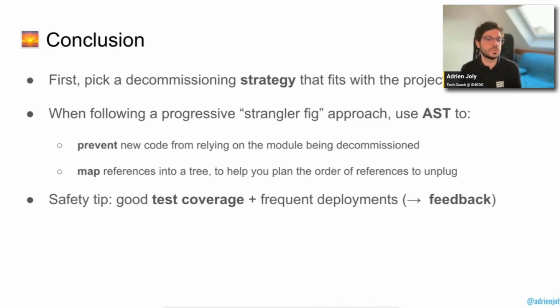Another way to get feedback is to make sure that you deploy very frequently in production and that you're able to roll back very fast as well. Because even if you have 100% coverage and good quality tests, you will always find situations in production that you are not prepared for. So you need that feedback to make sure that your refactoring was correct and that it doesn't break anything.